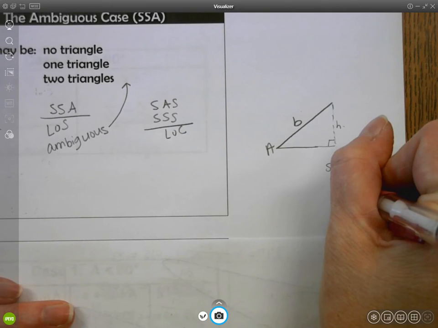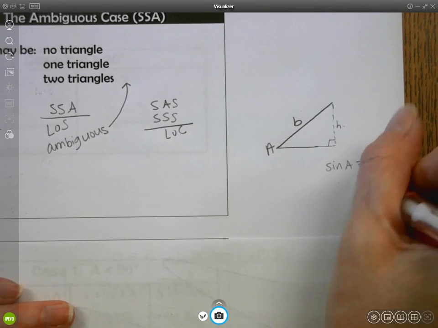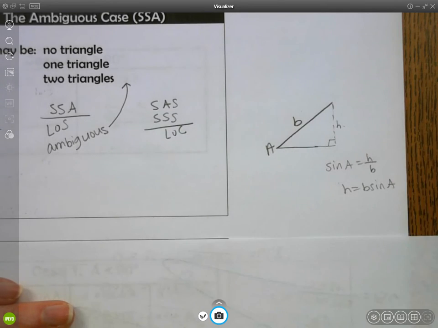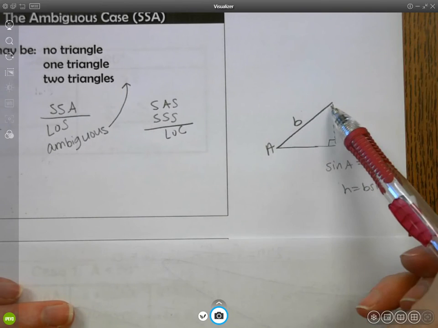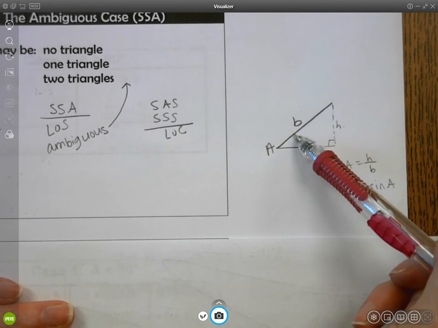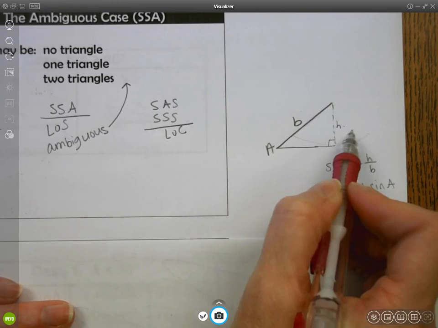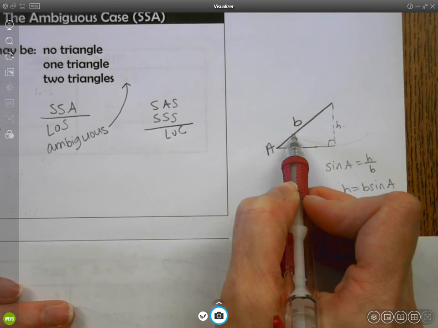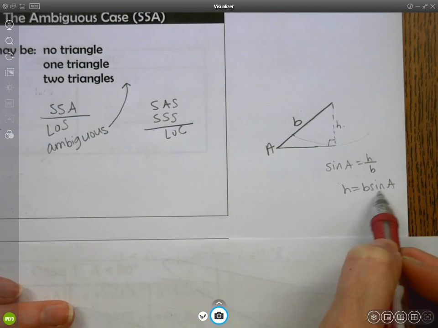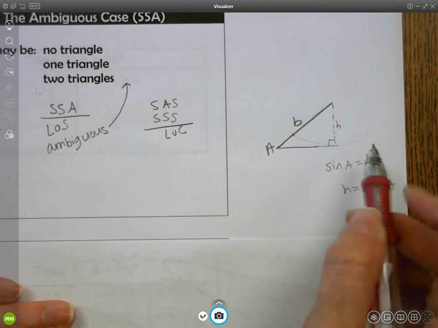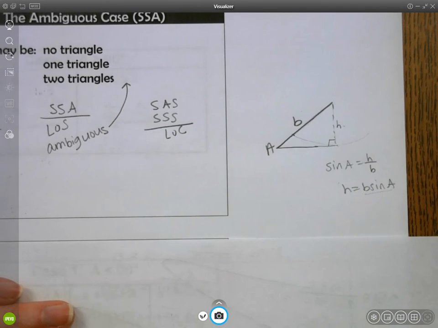So we have that the height is B sine A. All right, so if I give you something that's shorter than this, there are a couple of options. I can be this long, which is exactly B sine A, which would only give me one triangle. Or I could be shorter than that.